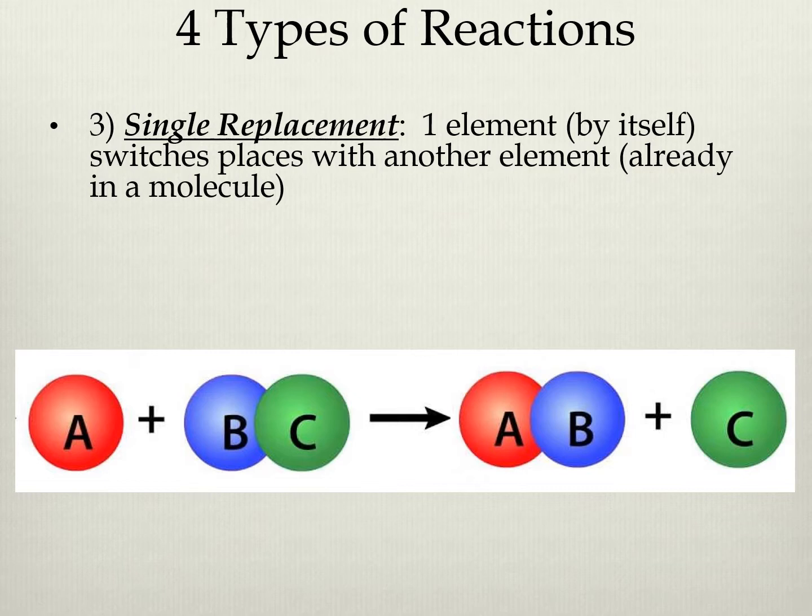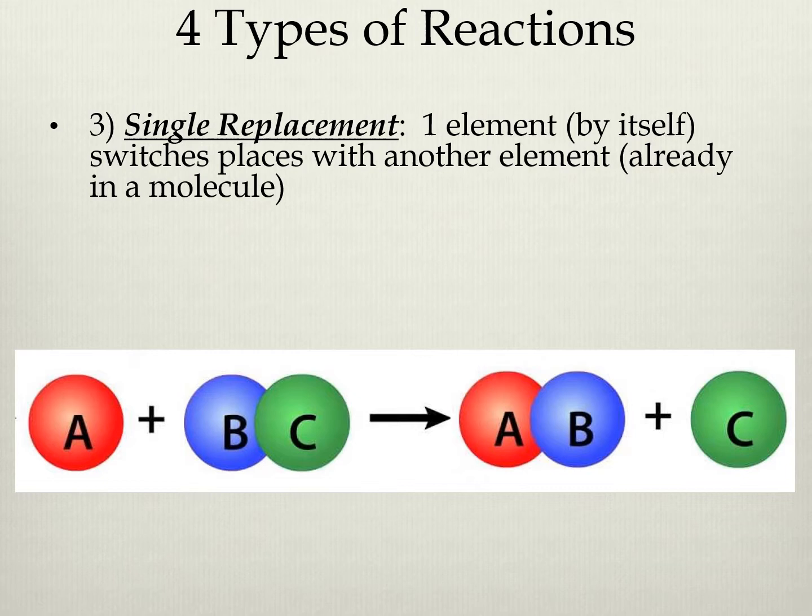Single replacement reactions are when we start with one element by itself, not bonded with any other elements, in this case the red A, and we react that with a compound of multiple elements, in this case the molecule of blue B and green C. The reaction, the change, is that the single element changes places with one of the elements of the molecule. It gets exchanged, as I said, replaced.